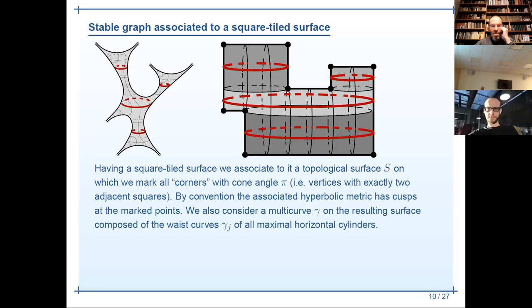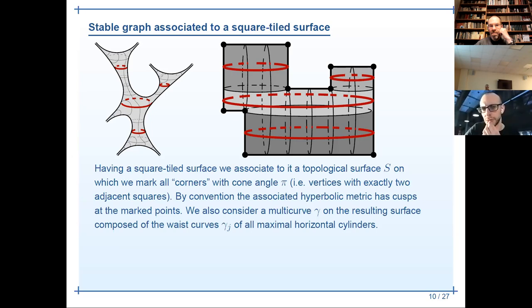Are there any questions about square-tiled surfaces? Actually, yes, I have a question. Are you supposed to be able to reconstruct the square-tiled surface on the right from the surface on the left? Not uniquely.